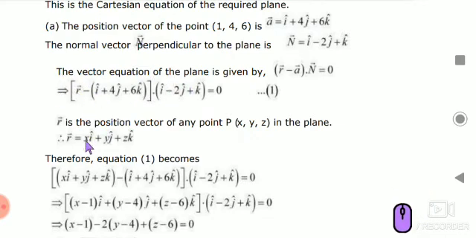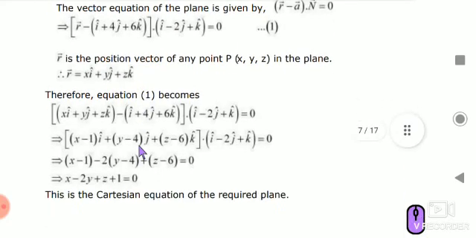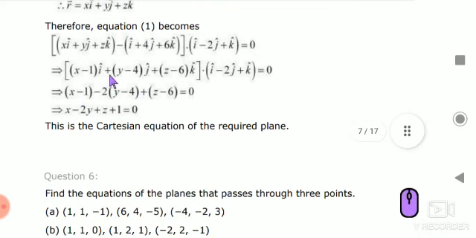Now replace vector r by xi + yj + zk. Therefore equation 1 becomes (xi + yj + zk) minus (i + 4j + 6k) dot (i − 2j + k) is equal to 0. Taking the difference between these two vectors, we get (x − 1)i + (y − 4)j + (z − 6)k dot (i − 2j + k) = 0. Taking the dot product between these two vectors, we get the Cartesian form x − 1 − 2(y − 4) + z − 6 = 0. Solving this equation, we get the equation of the plane in the Cartesian form as x − 2y + z + 1 = 0.